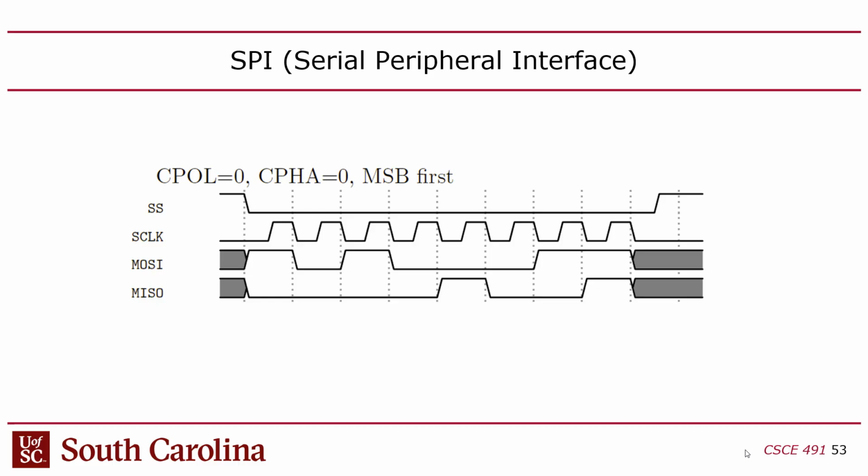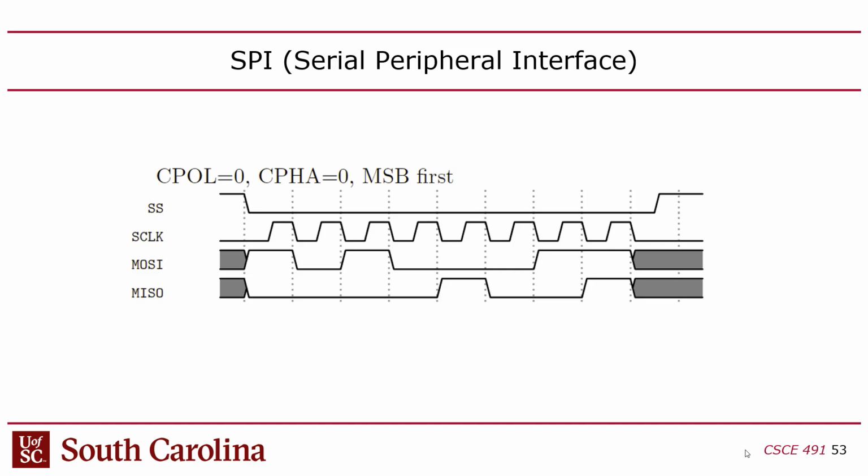Okay. The problem though is that even though the idle state of slave select is defined as being high, the idle state of clock is not defined. It can be high or low, and that's determined by a parameter of the channel called CPOL, clock polarity.